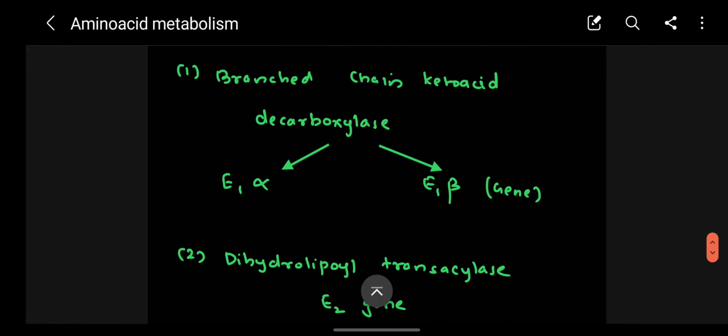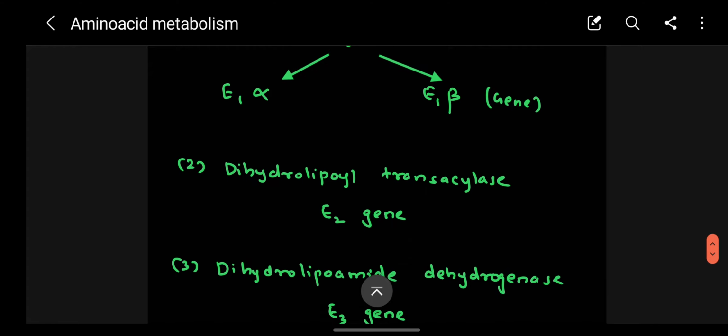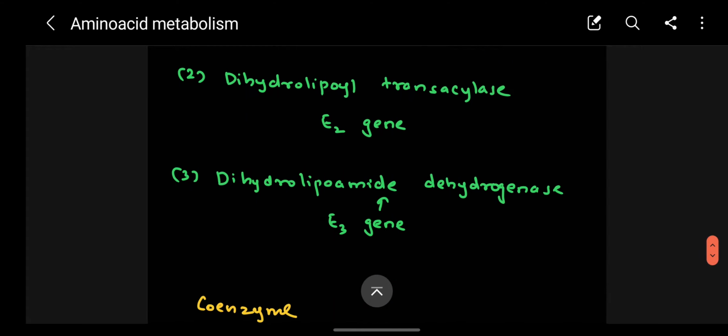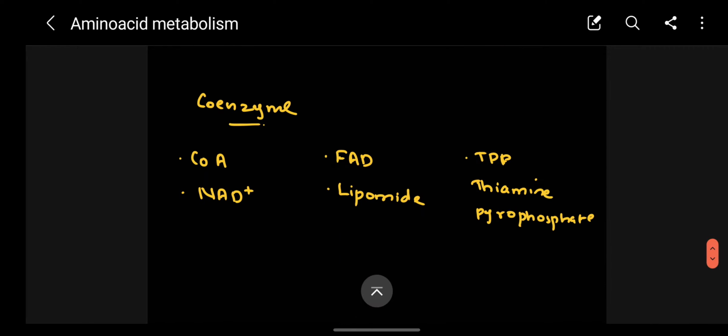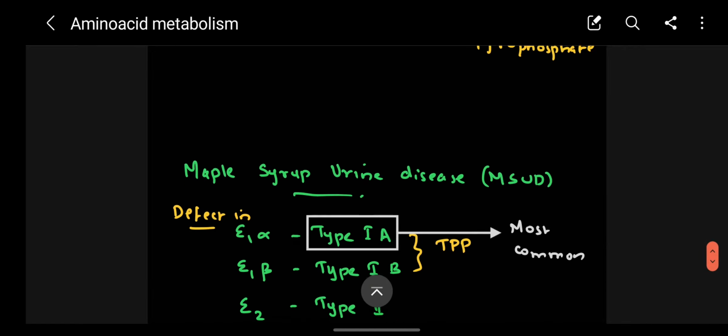So the first gene, the E1 gene, will be producing the first enzyme. There are two isoforms, alpha and beta. The second is produced by the E2 gene, and the third enzyme is produced by the E3 gene. The coenzymes involved are coenzyme A, NAD plus, FAD, lipoamide, and TPP, thiamine pyrophosphate.